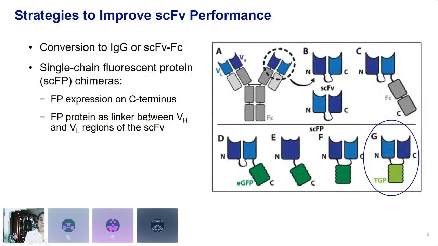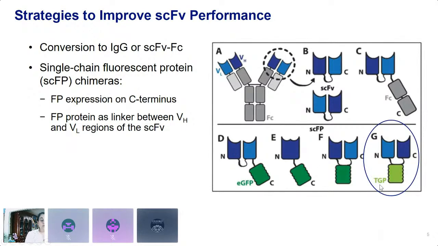We, along with others, have tried to improve the performance of scFv in multiple ways. You can either convert them back into the IgG molecule or make an scFv-Fc. Both of these improve the stability of the molecule. However, as we discussed previously, they need some sort of labeling to detect their binding. The other method is using single-chain fluorescent chimeras. There are two ways of making these scFPs: either put the fluorescent protein on the C-terminus of the antibody moiety, or use the fluorescent protein as a linker.